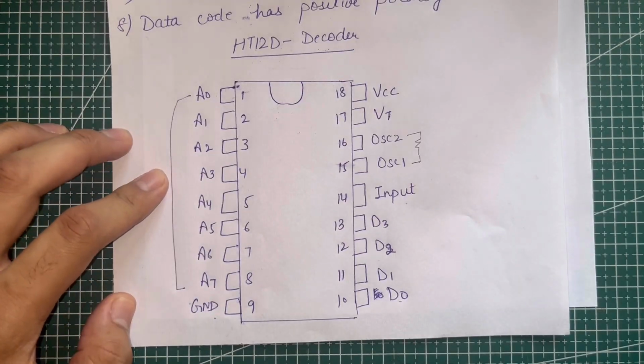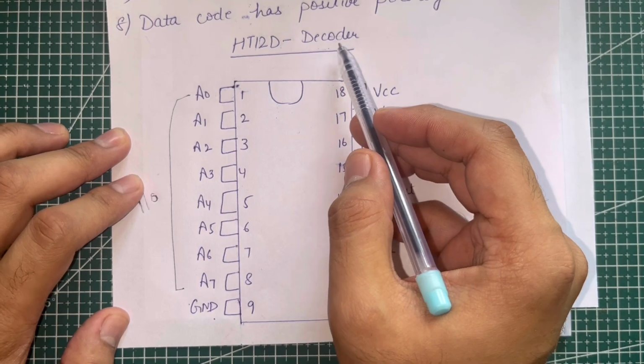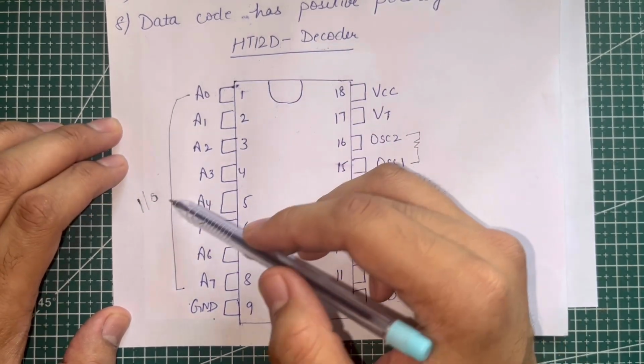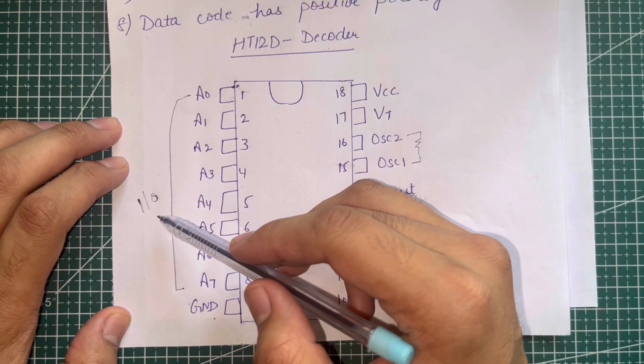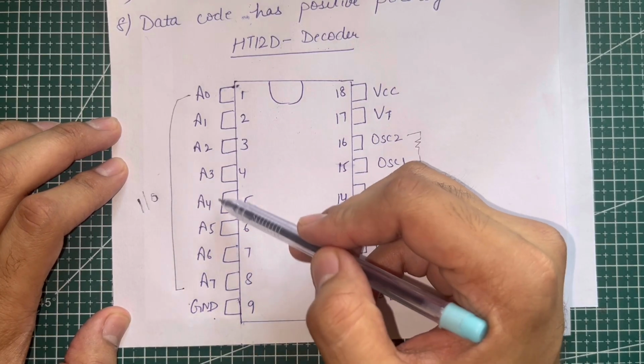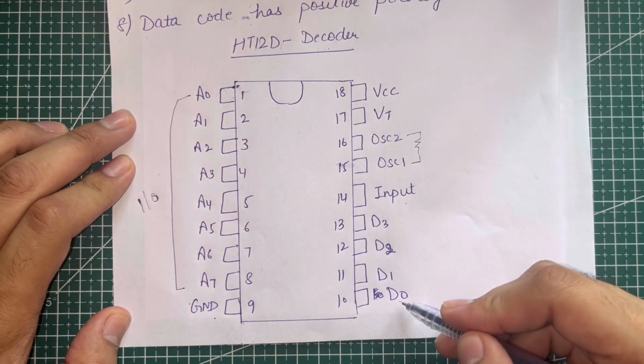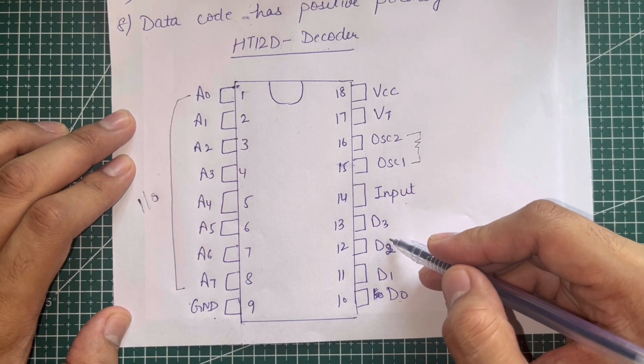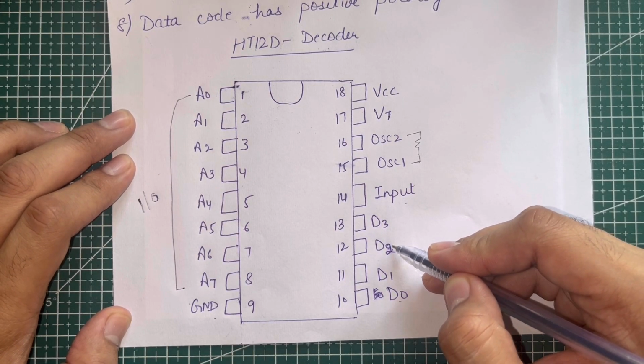Let me now explain the pins of the HT12D decoder. Pins A0 to A7 are the address pins. These must be set identical to the encoder address, otherwise the decoder will ignore the incoming signal. Pins D0 to D3 are the data output pins. These pins provide the decoded data received from the encoder.